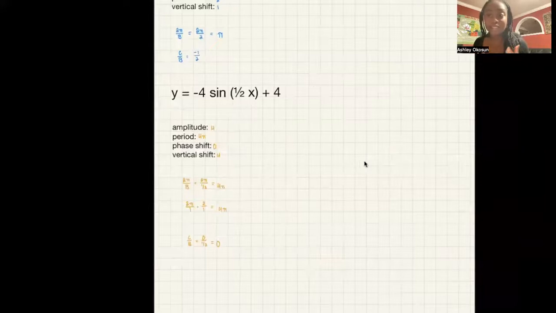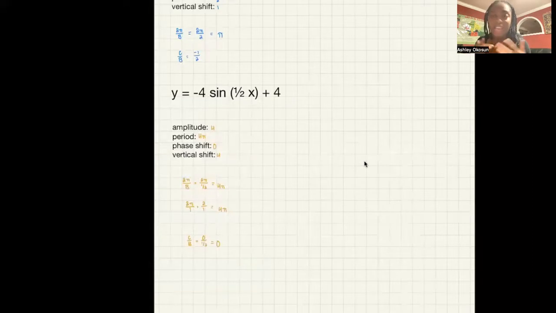So hopefully everything in this video made sense. It made you feel a little more confident when it comes to approaching problems like this. And just keep in mind certain equations, certain rules that go through finding amplitude, period, and phase shift. And I know if you guys review this and constantly work on this, you guys will do amazing.